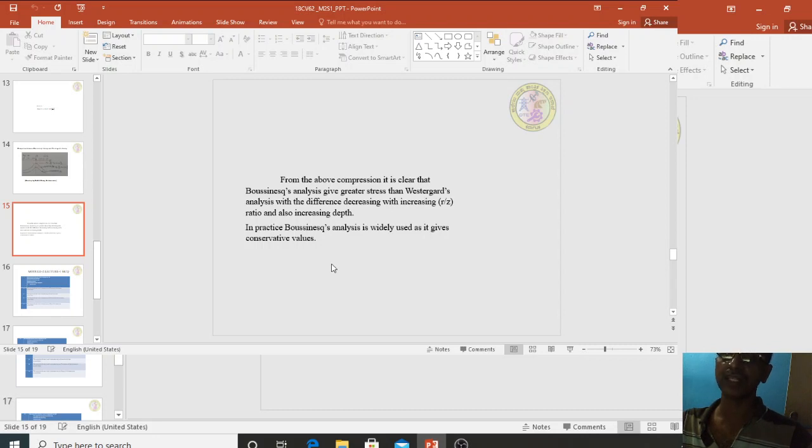Hence, in practice, we can say that Boussinesq analysis is widely used as it is giving a conservative value, because when we say the stress on the soil is 20 kilonewton per meter square in one theory, and in another theory the stress on the soil is 25 kilonewton per meter square, for 25 kilonewton per meter square we are going to design the foundation, so obviously it will take care of the 20 kilonewton per meter square load. Hence, Boussinesq theory has a higher edge over Westergaard's theory. That's the reason Boussinesq theory is used for most of the stress distribution analysis.